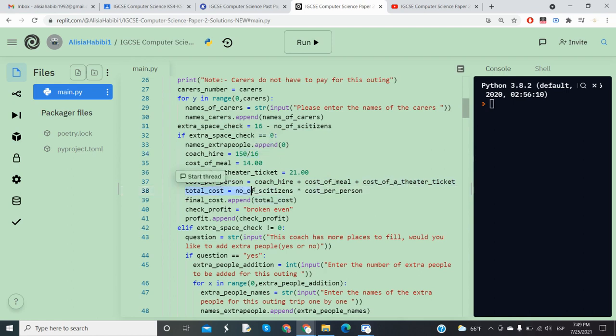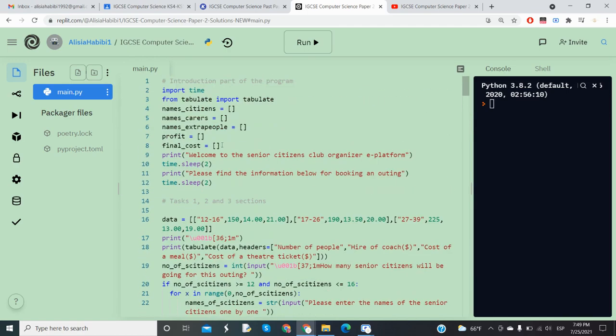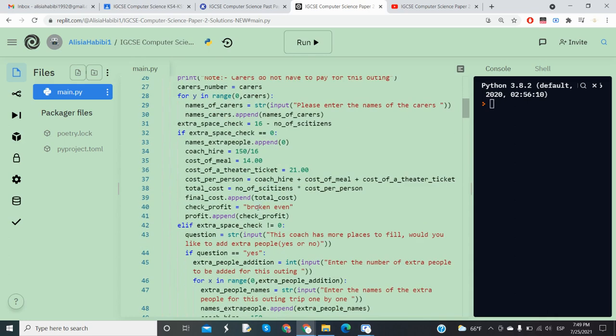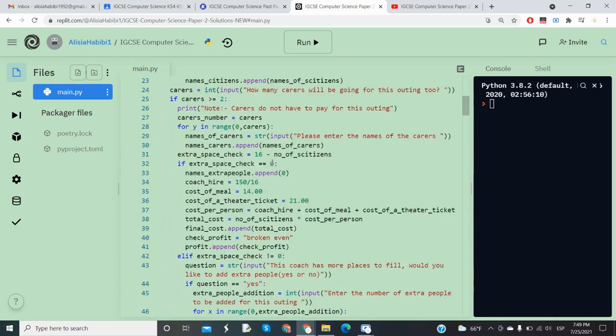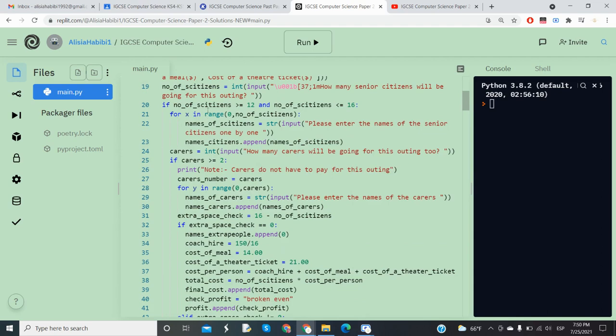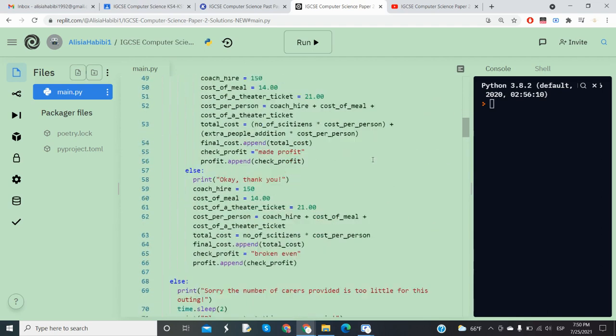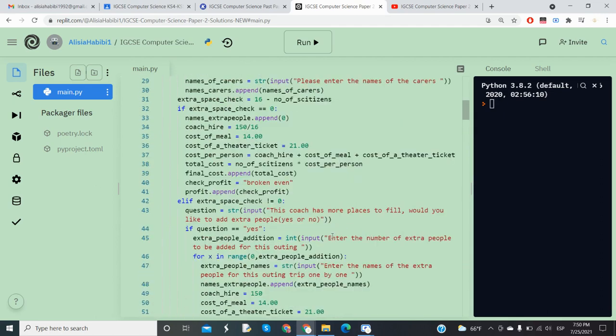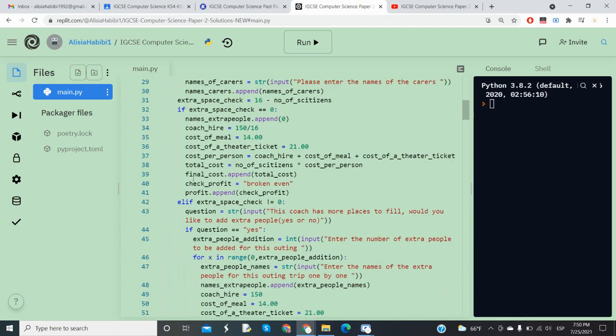The total cost is going to be the number of citizens that are going, senior citizens, times the cost per person. And then, of course, we created another list called final cost, and this was going to be storing the total cost for each condition, depending on what it is, each section, whether it's the 12 to 16, whether it's the 17 to 26 section. So it really depends on the range of people going. So this final cost is going to be storing whatever total cost has been found based on the number of citizens going.